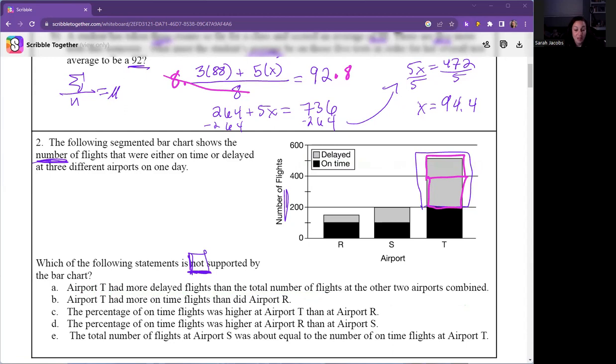don't expect things to be this close. This is not from College Board. This is a little bit too close and not labeled clearly enough to tell. So this is one of our not supported, I would say.